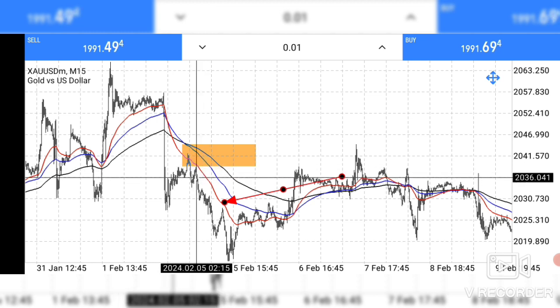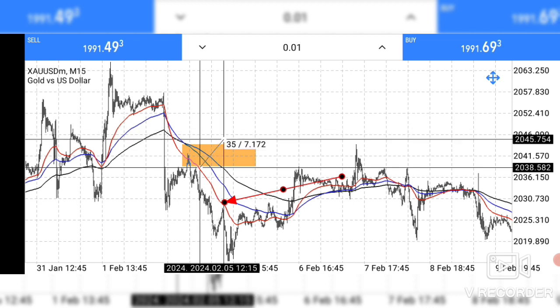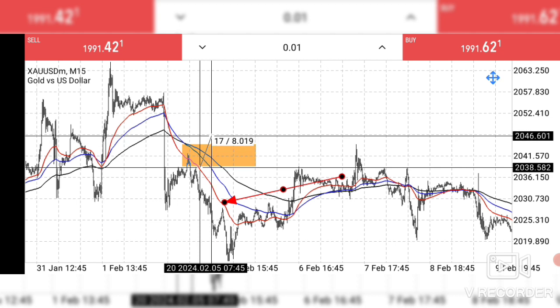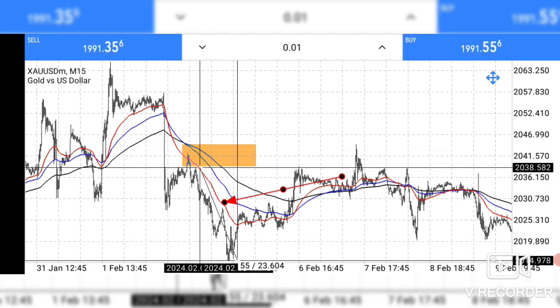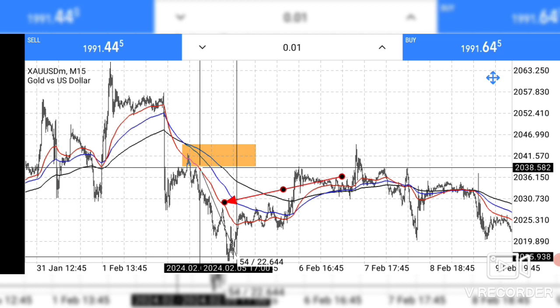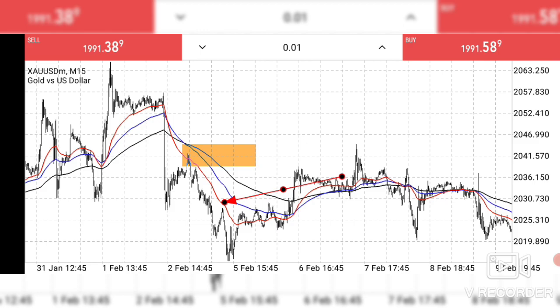So we have this coming here, and we should have entered here, with the SL above the cross, above the crossing. That is around 80 pips or 8 pips, depending on how you calculate your pips. Then we should have generated over 200 pips or 20 pips, depending on how you calculate your pips. You can see everything is working as I have been saying in this video.